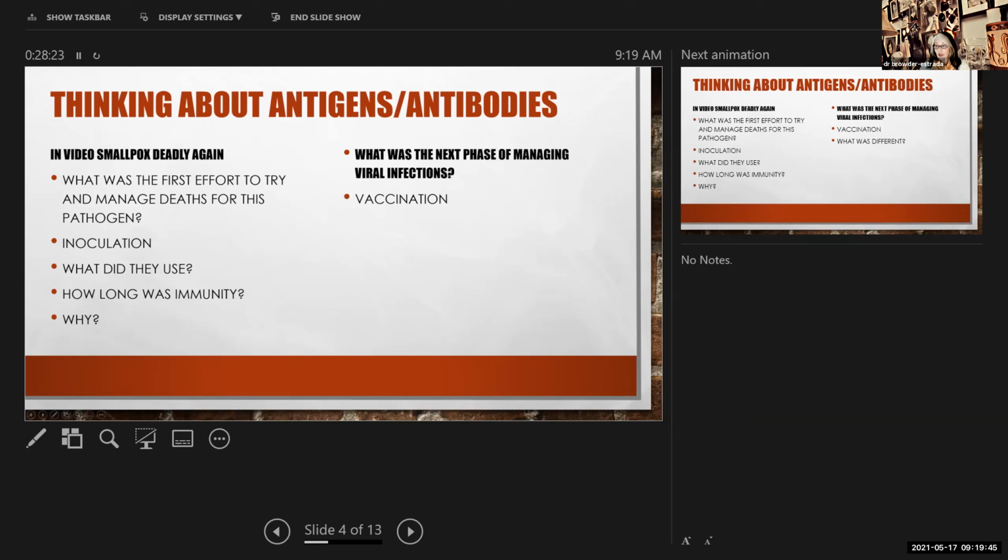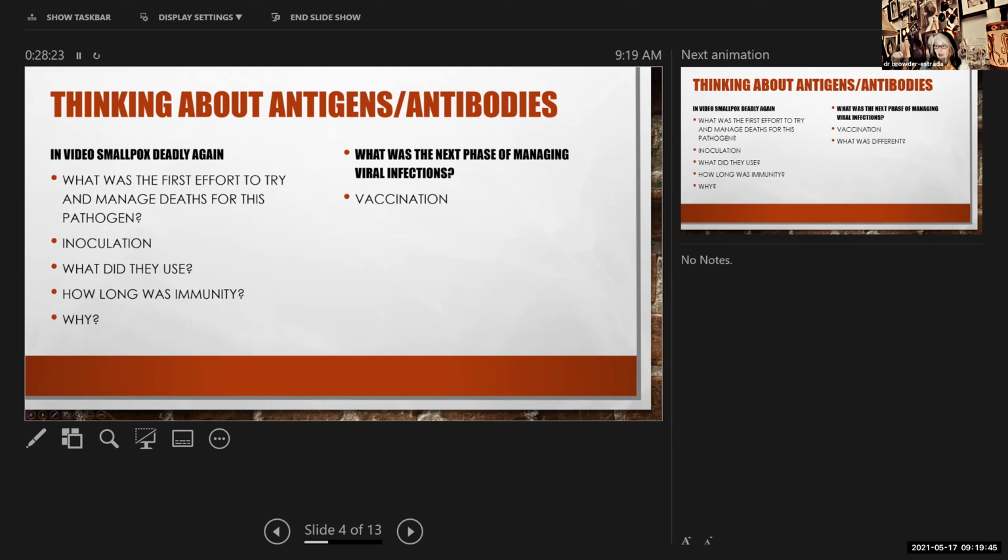And in your notes, be sure, what does virus mean from your handout? Virus is a very generic term because they invented it before they knew what it was, before they could see it, before they knew what caused anything. So vaccination, where did the term vaccine come from? It's a little random. It isn't as technical as you might think.